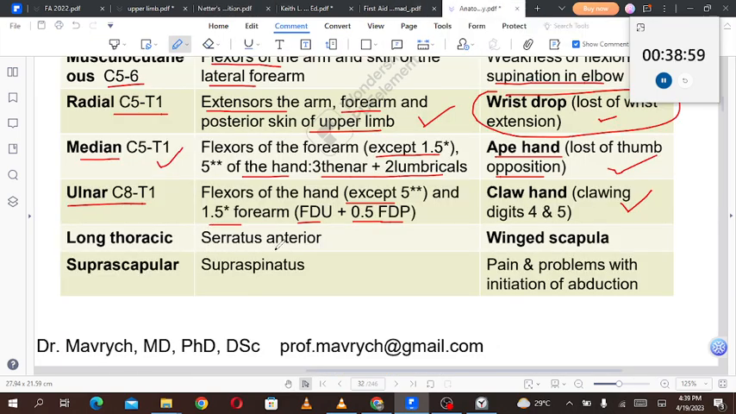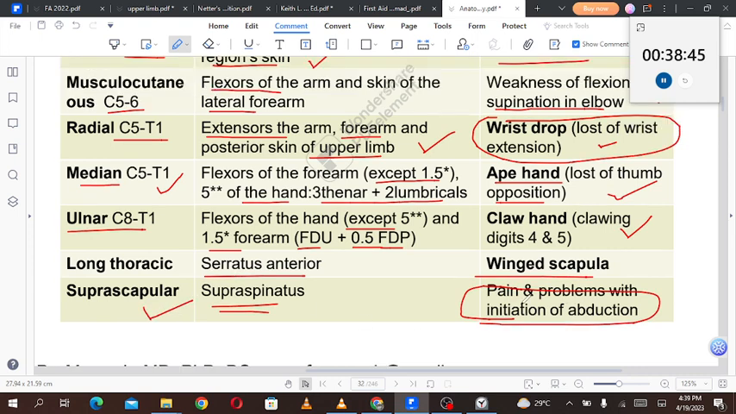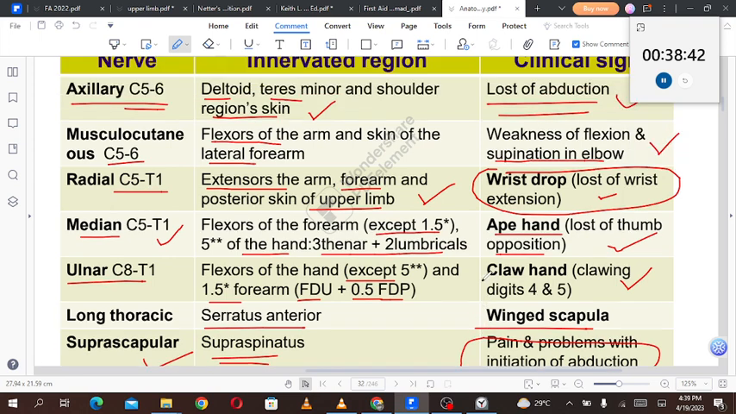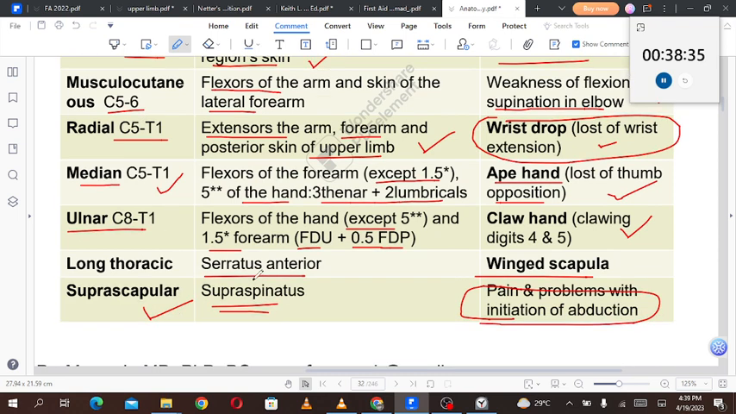The long thoracic nerve is supplying the serratus anterior, which can cause winged scapula if it is damaged. The suprascapular nerve is going to supply the supraspinatus muscle, and damage causes pain and problems with the initiation of abduction, because the initial 15 degrees of abduction is caused by the supraspinatus muscle. So we have seen all these nerves: axillary, musculocutaneous, radial, median, ulnar, long thoracic, and suprascapular. I was right previously, I'm sorry. If there is damage to the suprascapular nerve, the supraspinatus muscle will not function properly, and resultantly we will have pain and problems with the initiation of abduction.